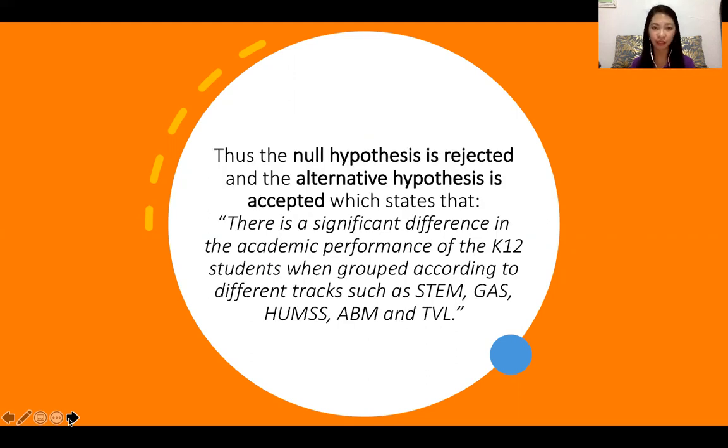So to conclude everything, thus the null hypothesis is rejected and the alternative hypothesis is accepted, which states that there is a significant difference in academic performance of the K-12 students when grouped according to different tracks such as STEM, GUS, UMS, ABM, and TVL.